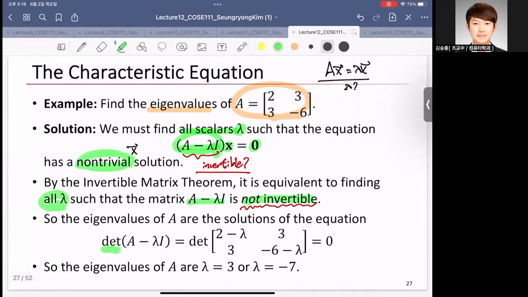So the determinant of this matrix should be 0, such that the matrix equation (A minus lambda I) times x is equal to 0 has a non-trivial solution. Because A is like this, A minus lambda I is going to look like this. 2, 3, 3, 0, 6 minus lambda 2, 2, 0, 0. So it's going to be this one. So the determinant of this one should be 0. Right.